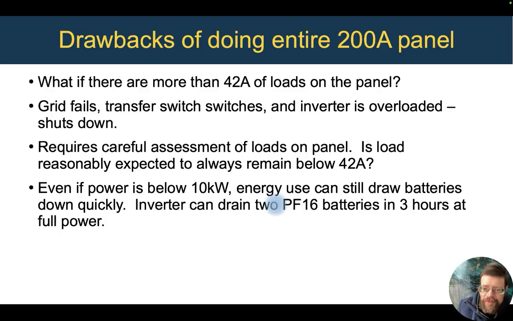Sometimes it's only a little bit over. I've seen one that was pulling about 50 to 52 amps, and the inverter would handle it for about 30 seconds to a minute, and then it would shut down. And it took a little while to figure out, oh, we're just overloading the inverter by a little bit. So we need a real careful assessment of the loads on that panel. Is that load really expected to remain below 42 amps, even though it's a 200 amp panel, if we're going to be backing it up with a single inverter?